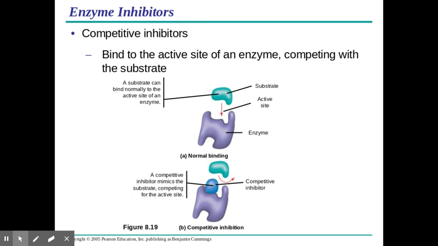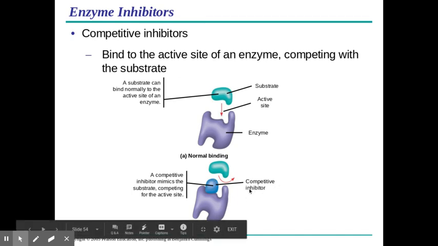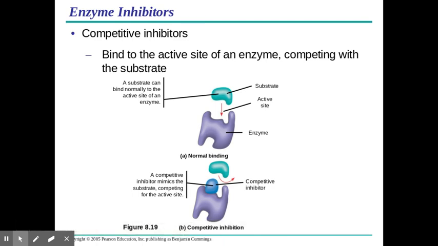I have competitive and non-competitive inhibitors, and then I'm going to give you some examples. All right, so competitive inhibitors, what are you doing if you're competing? You're trying to get the same thing. So in this case, they're the substrate and the inhibitor. Now, what does it mean to inhibit? I should probably include that. Inhibit means to stop. If you ever see inhibit in AP biology, think stopping it from happening.